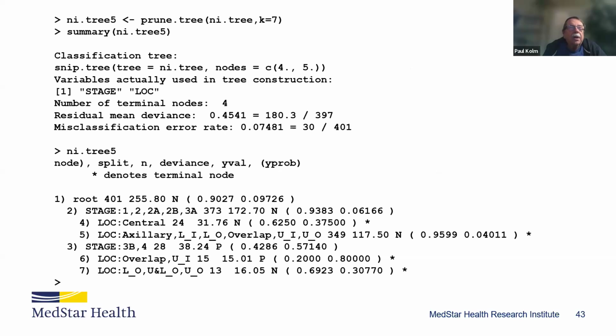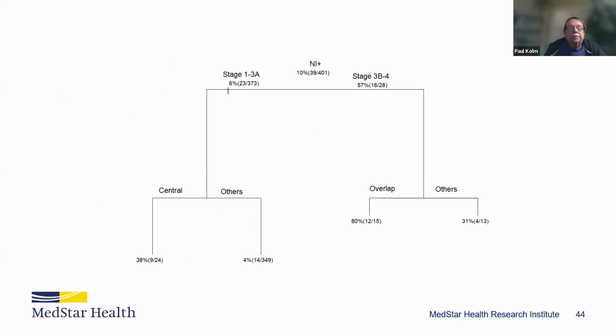Then if we were to prune it again, and we come up with only two variables, stage and location, we only get 4 terminal nodes, but now our residual deviance is quite a bit higher, but our misclassification error rate is still the same. And so if we go with just the 4 terminal nodes, again, we have stage as being the primary driver of nipple involvement, and then the others are location, overlap versus others, and central versus others.